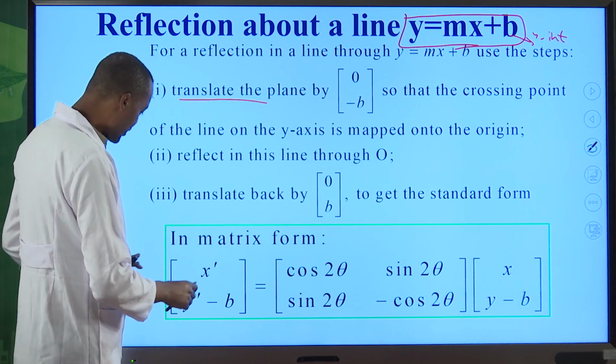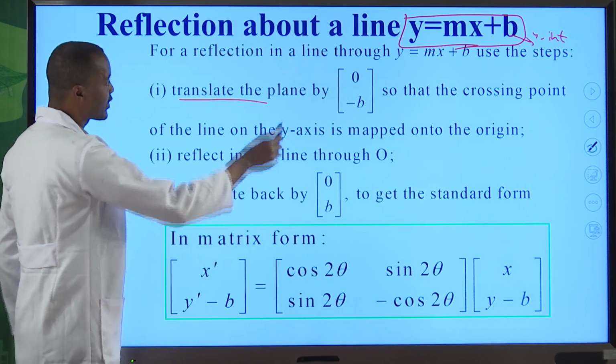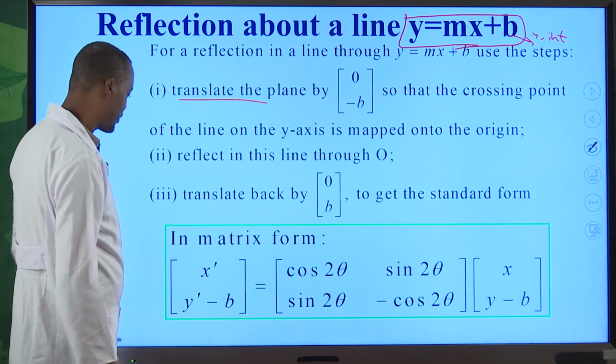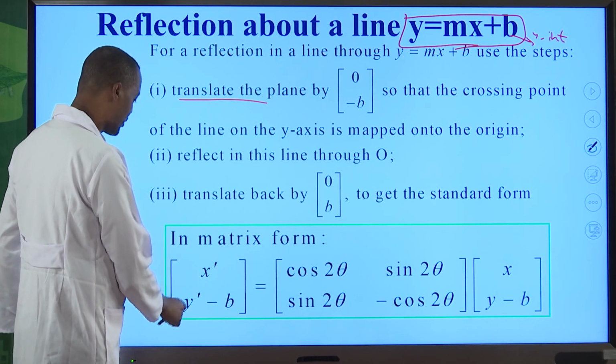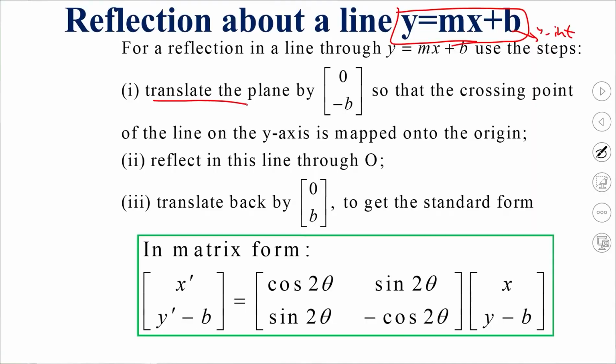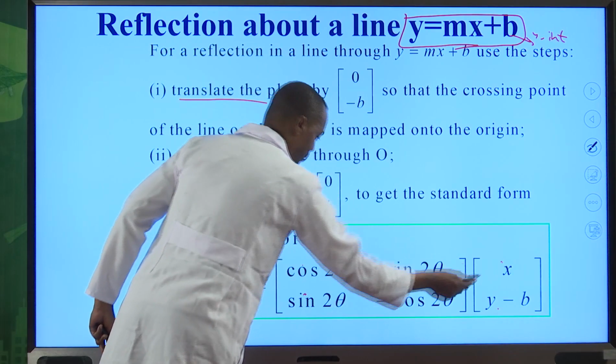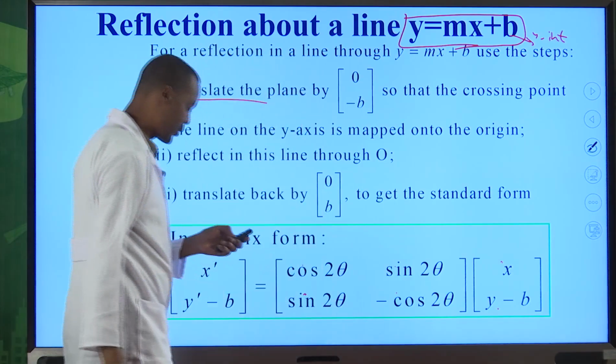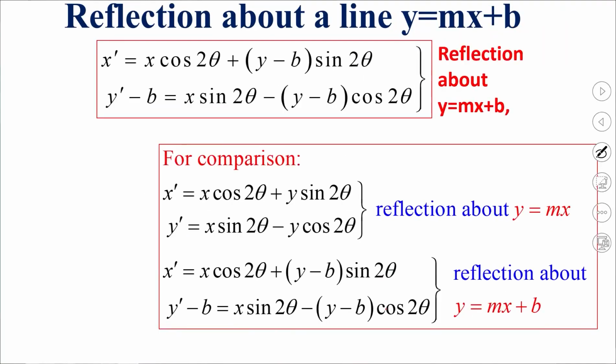So it turns out that finally the very general formula for a reflection is x prime, y prime minus b equals the matrix cosine 2 theta, sine 2 theta, sine 2 theta, minus cosine 2 theta. You can simply multiply this with that, then this with this, and so on, and then finally you get this one. So this is a very general formula that you can use.